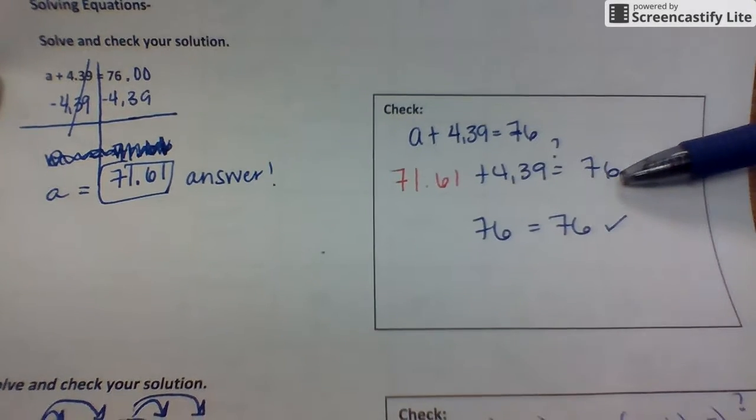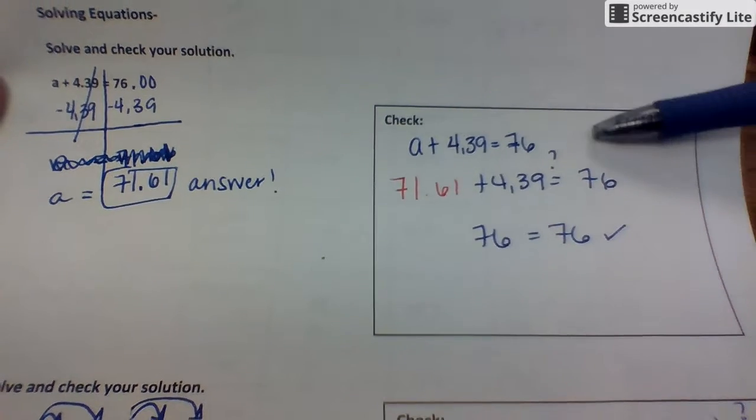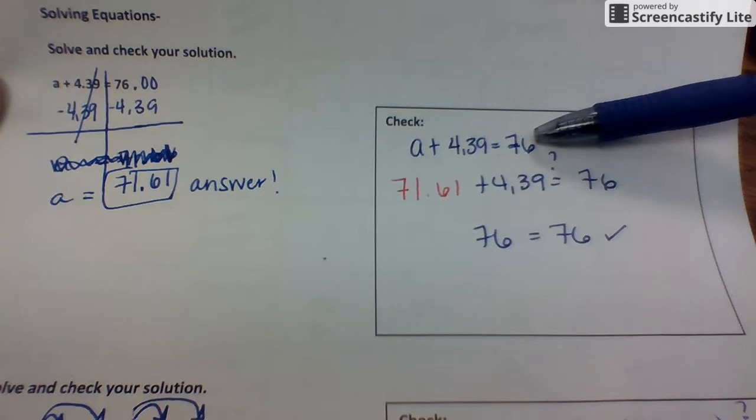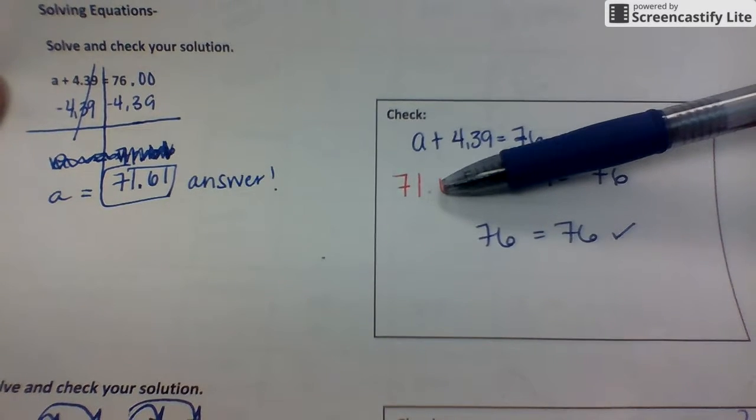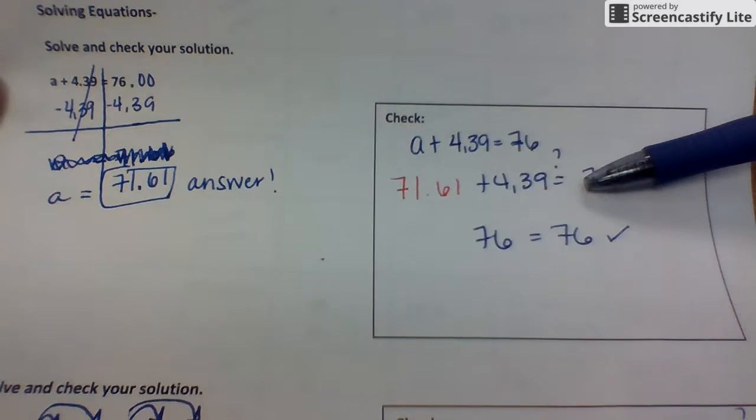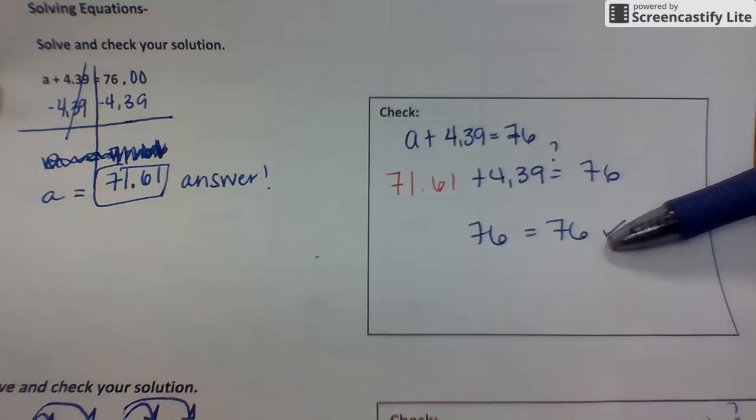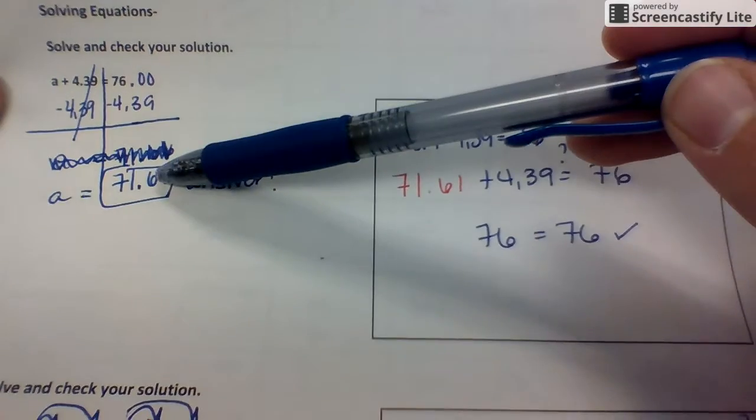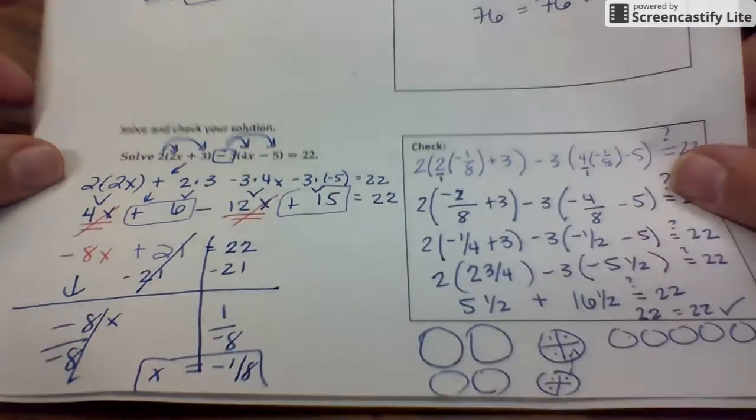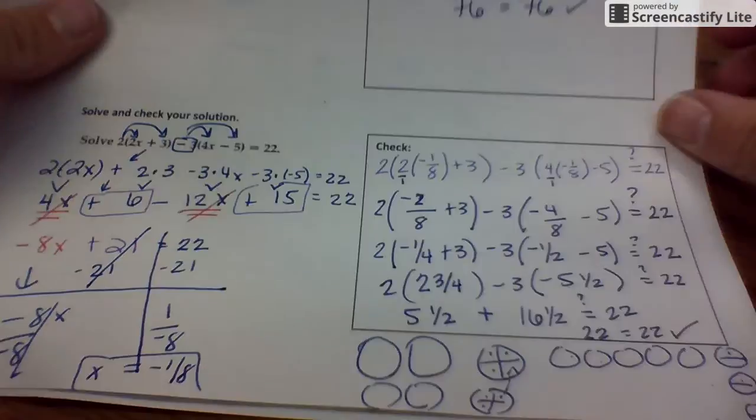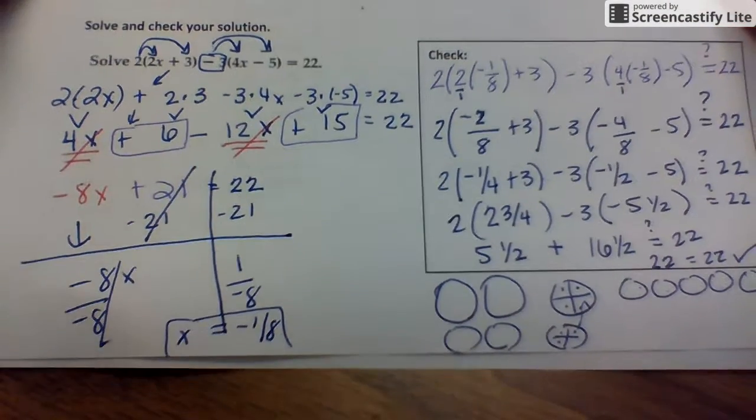Can we check our work and see if we got it right? So if we take the original equation, and everywhere we see an A, we plug in what we got for our answer. Does that equal 76? And it does. So we know that this answer right here is correct. Okay. This one's kind of long. I'm going to put it kind of hopefully at an angle so you guys can see it.